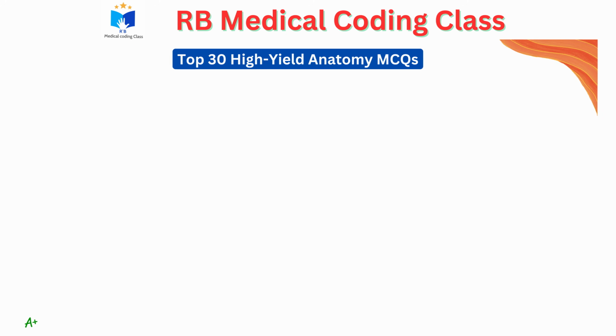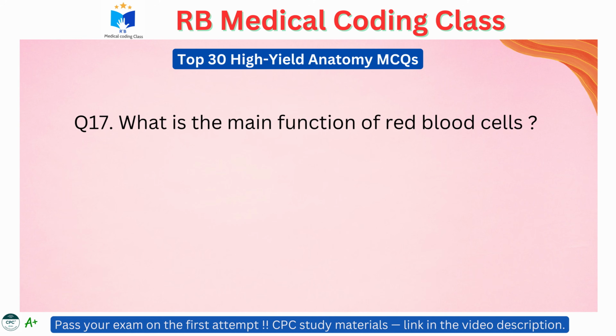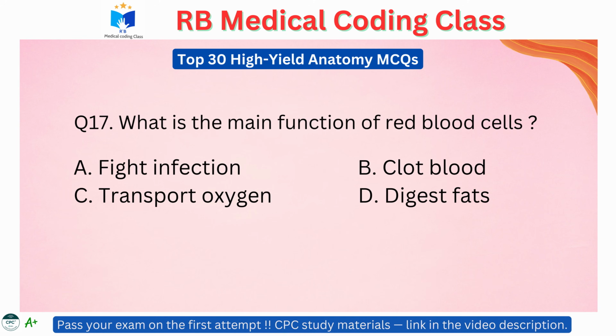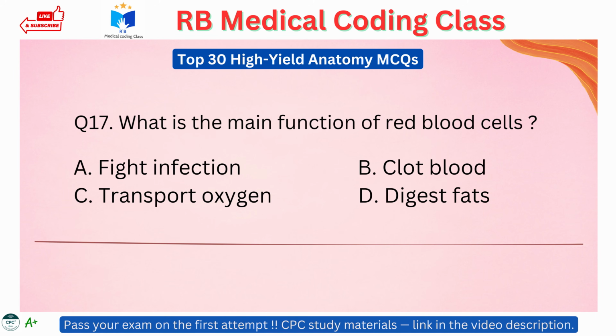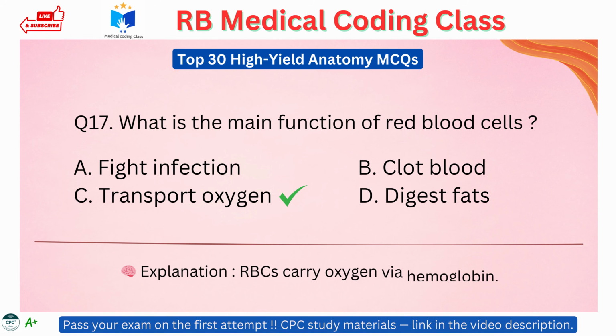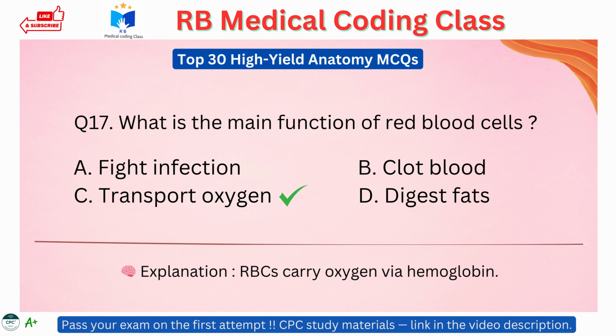Question 17. What is the main function of red blood cells? A. Fight infection. B. Clot blood. C. Transport oxygen. D. Digest fats. Answer. C. Transport oxygen. Explanation. RBCs carry oxygen via hemoglobin.